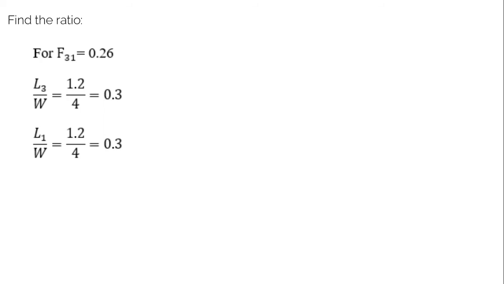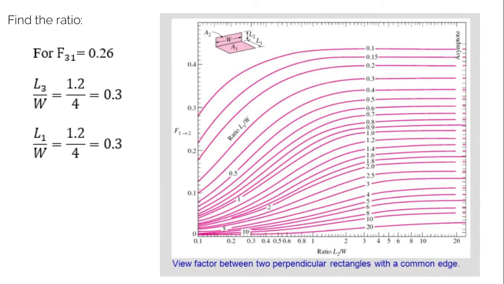Then we bring both values to the figure and find the view factor. For the x coordinate, we use L1 over W, which is 0.3. Then we connect to the 0.3 line, which is L3 over W, and find the intersection. Then we bring it to the y coordinate to find the view factor F31. Then we will get 0.26.